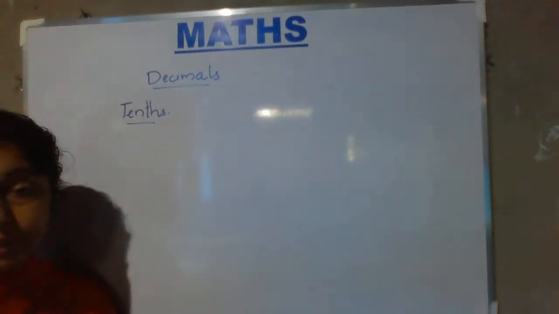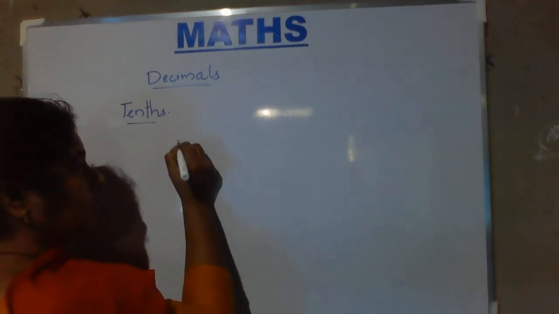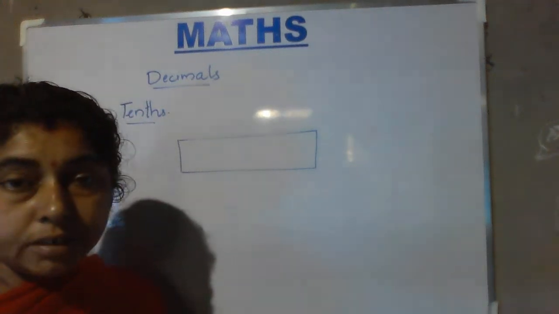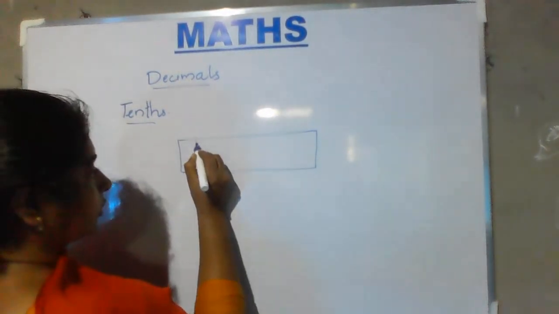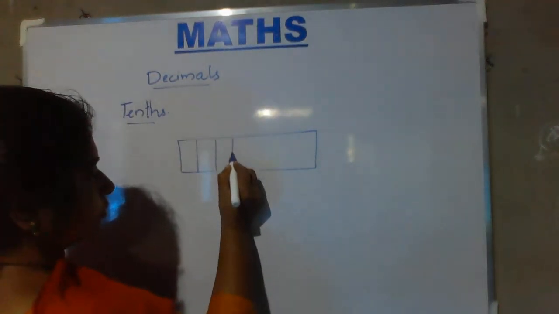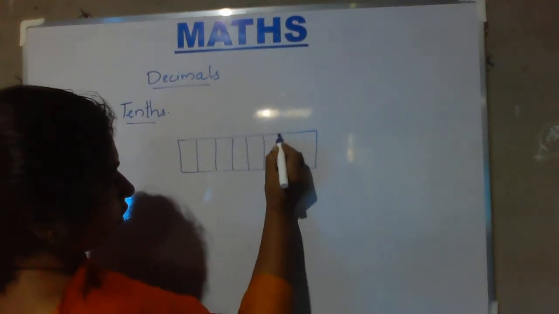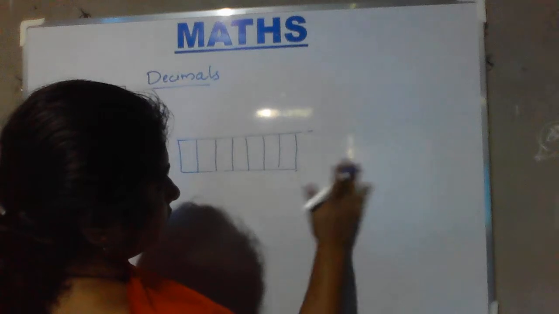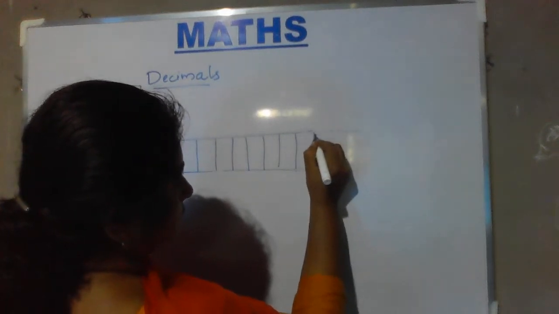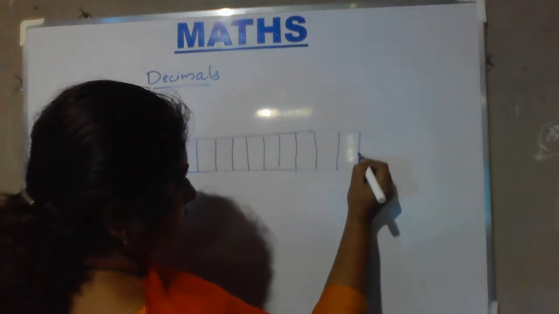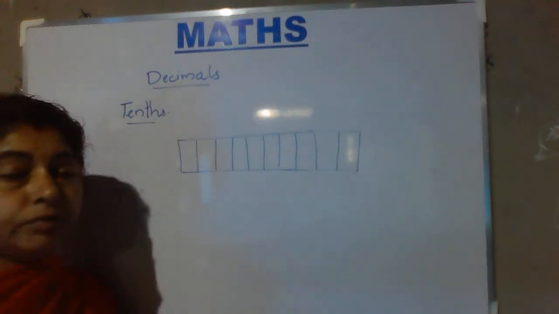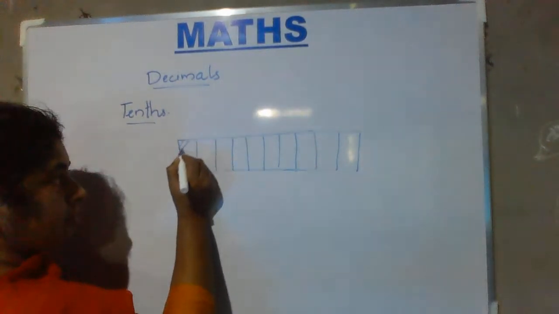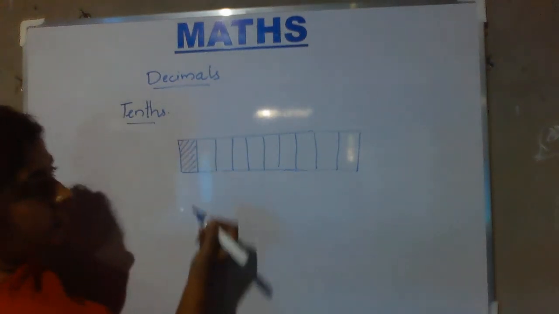Now first is tenth. You know what is tenth? Here we consider a rectangle. Then we divide this rectangle into 10 equal parts. 1, 2, 3, 4, 5, 6, 7, 8, 9, and 10. Now here we can divide this rectangle into 10 equal parts. Then we take one part from these 10 equal parts.